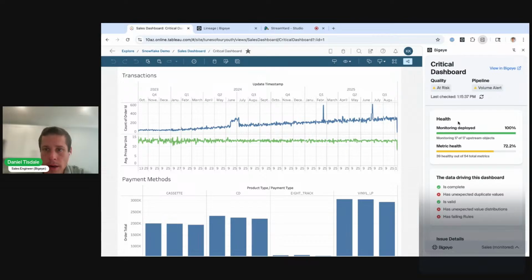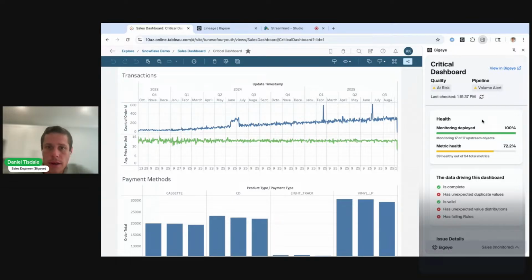So the top one here, monitoring deployed, 100%. So what that's telling me, that's a coverage ratio. So how many do we have at least some Bigeye metric that has been deployed on one of the columns that's feeding into this dashboard, or one of the columns upstream of the layer that's feeding into the dashboard, but is being ultimately fed in there. So we're doing great from that perspective. We have some level of monitoring and coverage on every single column there.